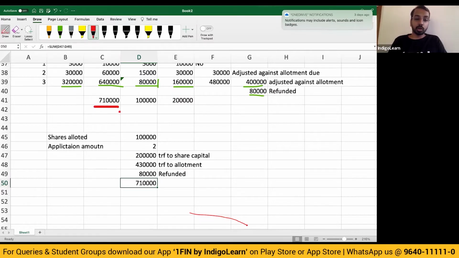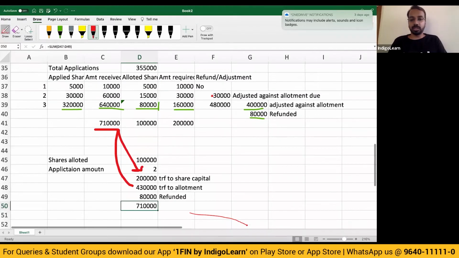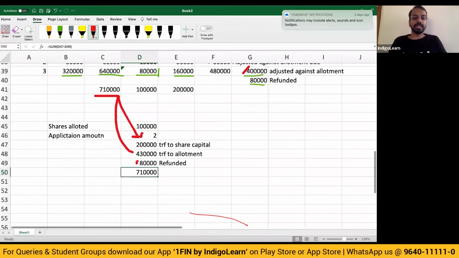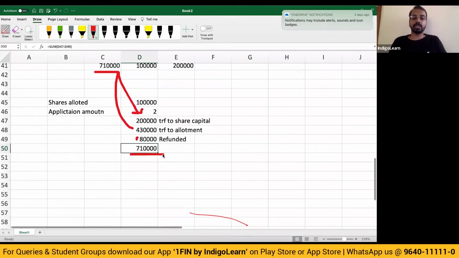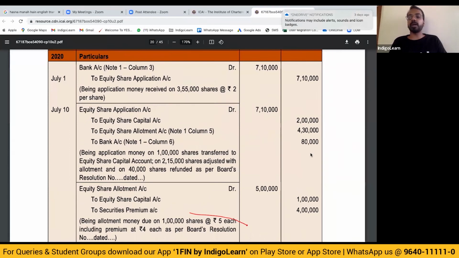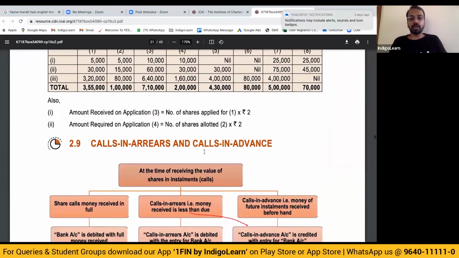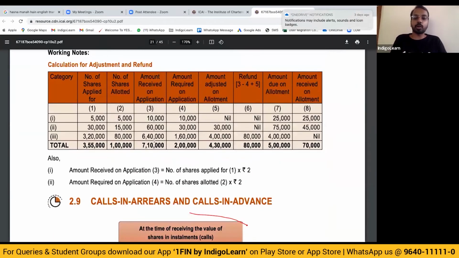Out of this, 2 lakhs is for share capital. It has to be transferred to the share capital. Then 4 lakh 30,000 is to be transferred to share allotment based on this working, 30,000 here and 4 lakhs here, and 80,000 has to be refunded based on this working. So this gives us the breakup of 7 lakh 10,000. Then we will be in a position to pass this entry. The way they are given the working note here, it might be slightly complicated for you to pass the entry. Okay.